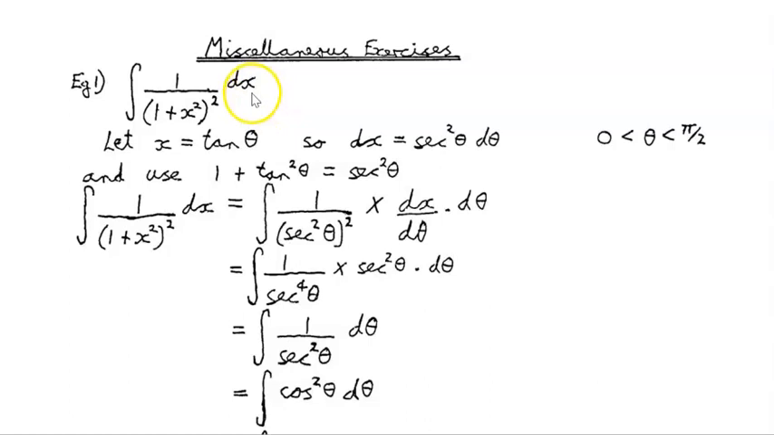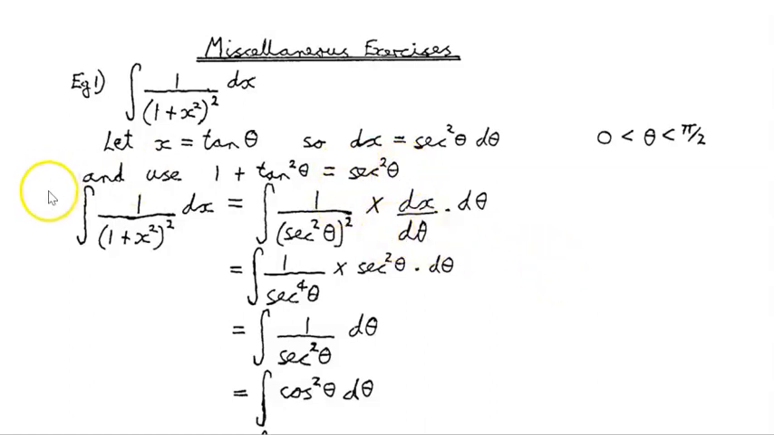Well, one thing we could do is, it looks a bit like 1 over 1 plus x squared if you ignore the square up here. So it's suggestive of tan. We can let x equal tan theta, so that dx becomes sec squared theta d theta. Theta in this example will be limited to 0 to pi on 2. And we use the trigonometric identity 1 plus tan squared theta is sec squared theta.